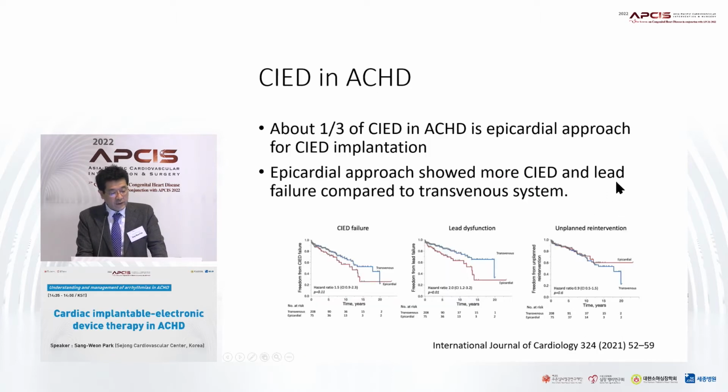About 1/3 of CIED in adult congenital heart disease uses the epicardial approach, but the epicardial approach showed more CIED and lead failure compared to the transvenous system. This graph showed the CIED failure in the transvenous approach and the epicardial approach, and lead dysfunction is more common in the epicardial approach. Unplanned intervention is also usually similar, but I'd like to show my cases of the transvenous approach in difficult cases.